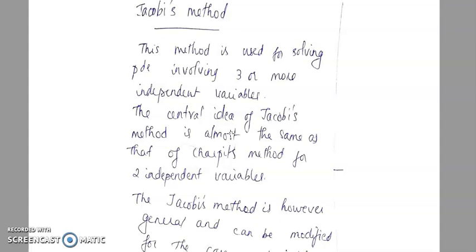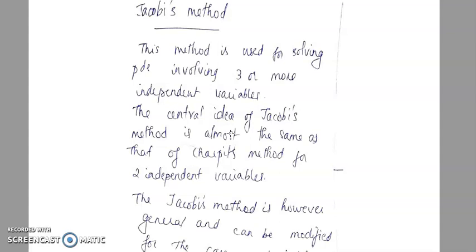So in Charpit's method, you have the PDE f(x, y, z, p, q) = 0. Using the auxiliary equation we find another PDE, an equation of the form g(x, y, z, p, q) = constant. From that we find the values of p and q. That will give the equation dz = p dx + q dy. On solving that equation we get the solution for the PDE. So we will get a relation involving x, y and z.